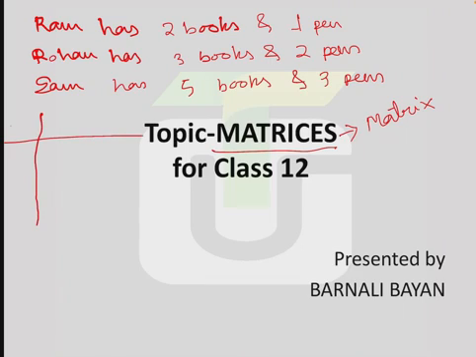In tabular form we make columns: name, books, and pen. First name is Ram. Ram has 2 books, 1 pen. Next name is Rohan. Rohan has 3 books, 2 pens. Next is Sam, and Sam has 5 books, 3 pens. This is the tabular form.